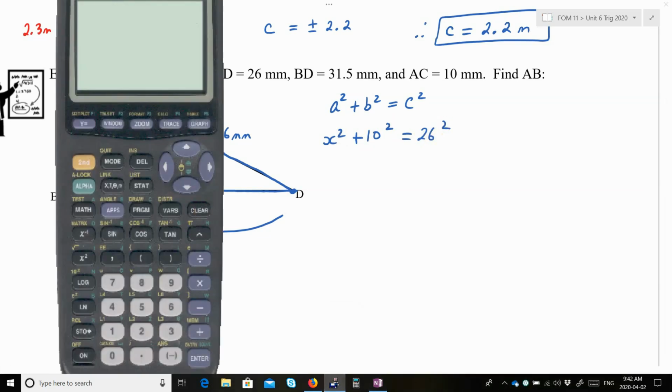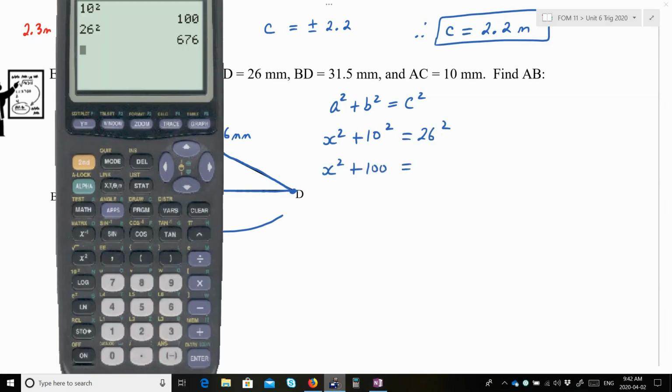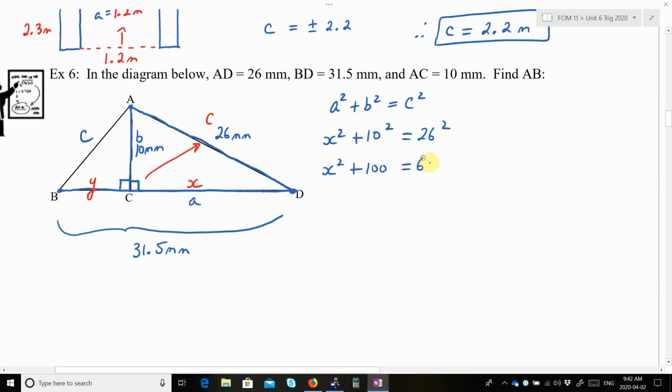So let's work out some numbers. 10 squared is of course 100, 26 squared is 676. So we have x squared plus 100 is equal to 676.